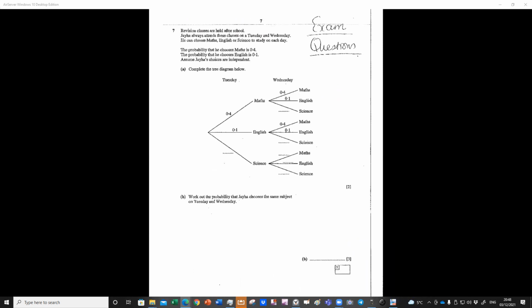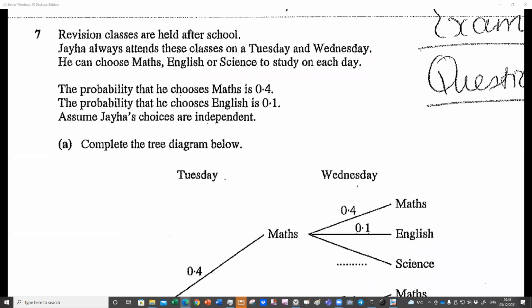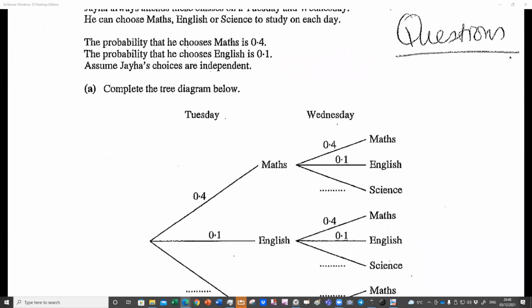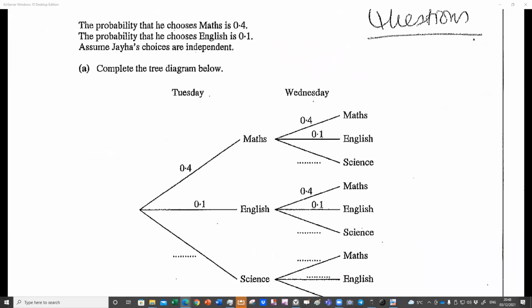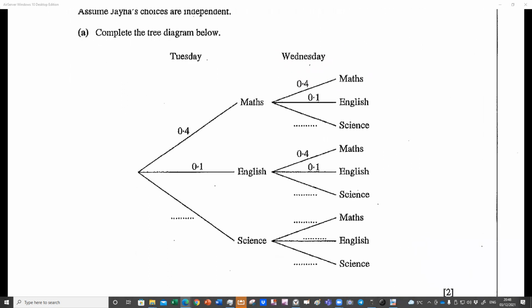Okay, Abdullah at the back of the class, read. Revision classes are held after school. Jericho always attends these classes on a Tuesday and Wednesday. You can choose maths, English, or science to study on each day. The probability that he chooses maths is 0.4. The probability that he chooses English is 0.1. Assume his choices are independent. Complete the tree diagram below.